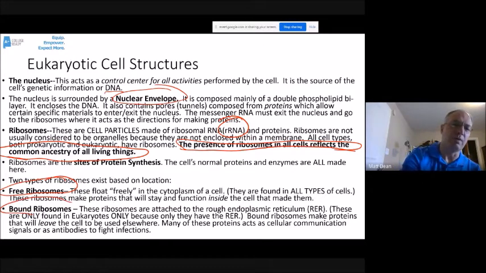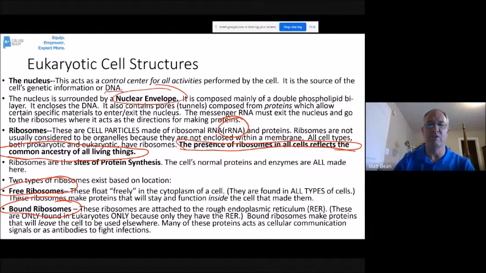And then there are bound ribosomes. These are typically attached to the rough ER, the rough endoplasmic reticulum. They're found only in eukaryotes. Prokaryotes don't have a rough ER. And these make proteins that are going to be packaged and shipped. And those proteins are either going to be shipped out of the cell to other parts of the body, or those proteins may end up in the cell membrane where they'll function. So bound ribosomes make proteins that are either shipped out or end up in the cell membrane, or in some cases, the membrane of the lysosomes.